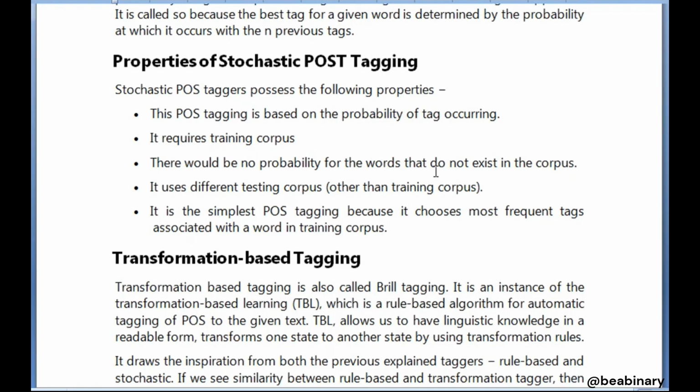And third, there could be no probability for words that do not exist in the corpus. It uses a different testing corpus, apart from the training set. And it is the simplest POS tagging because it chooses the most frequent tags associated with the word in the training corpus.